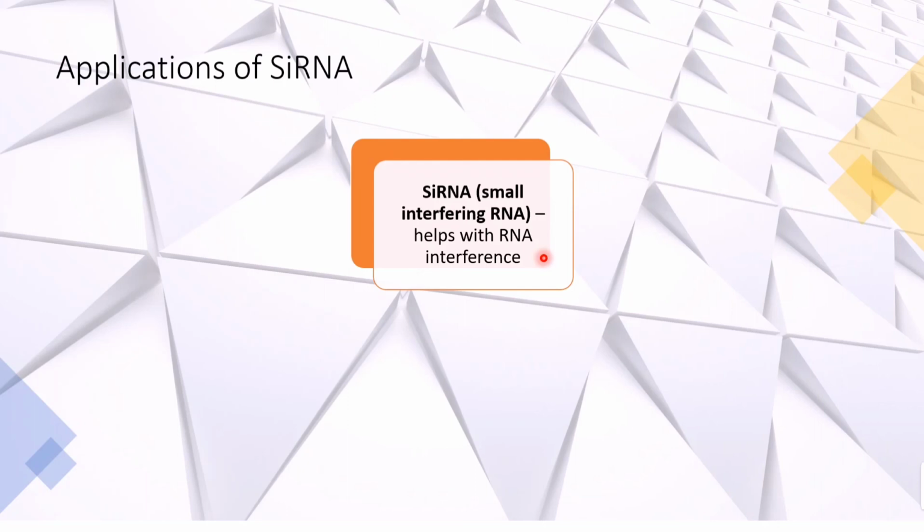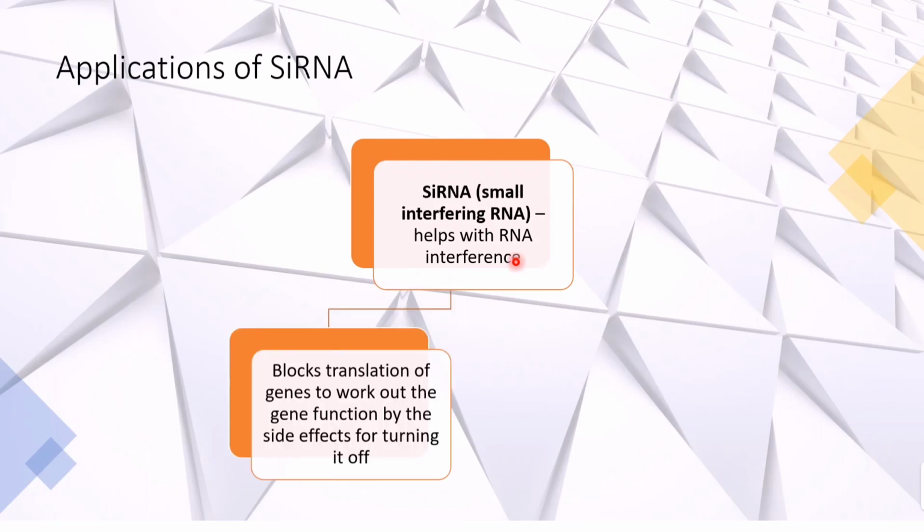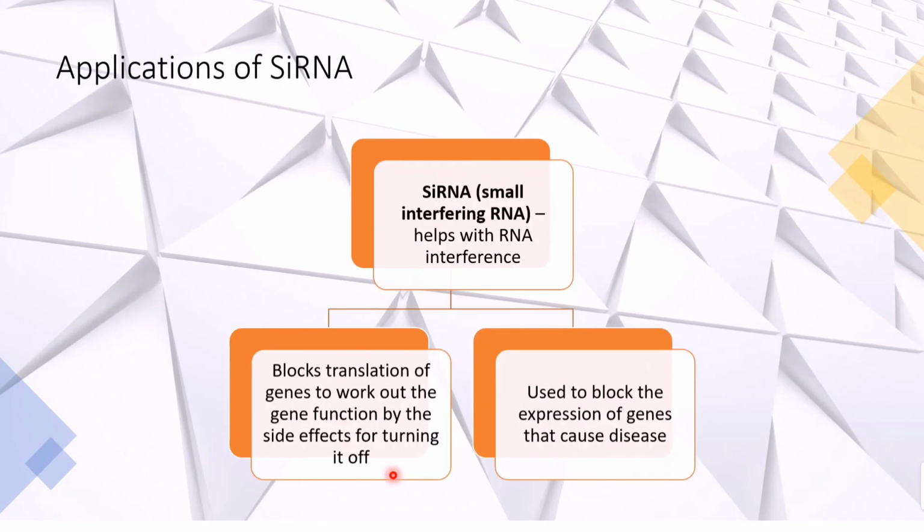So what are our applications of siRNA? So the first one is that we can block translations of genes to work out the gene function. And this works by, we can see the side effects when this gene is turned off. So when we turn a gene off, we can know the gene's function by viewing the side effects of when this gene is not on. And also, another application is that siRNA can be used to block the expression of genes that cause disease.